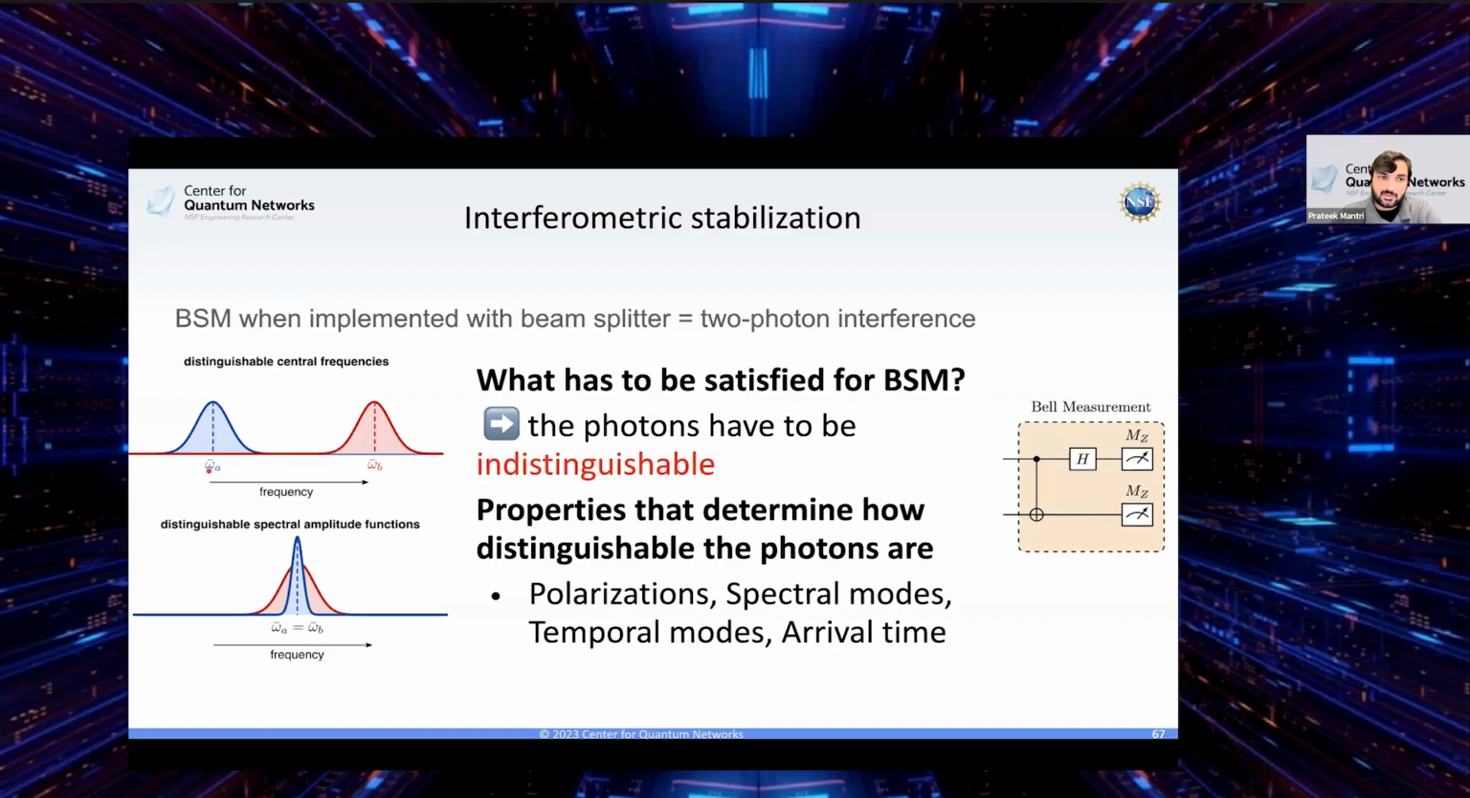So if we have a photon which is prepared in a certain frequency, let's say we have one blue photon and the other red photon, you can distinguish them if you measure them in the frequency basis. Similarly, even if both of these photons have the same frequency but the spectral amplitude function differs, you can still distinguish them. And this is a major problem if you're trying to interfere these photons.